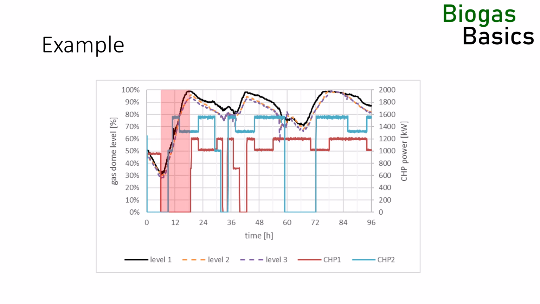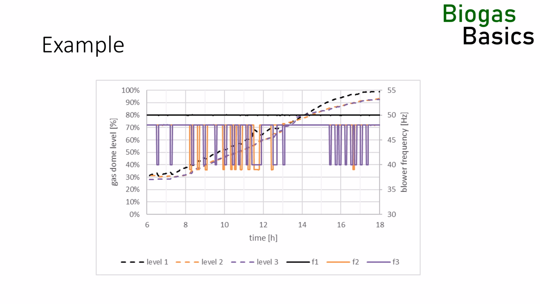Now let's focus on the 12-hour window between 6 and 18 hours. The gas domes inflate in this period. This figure shows the gas dome levels again, but on the right ordinate are the frequencies for the blowers of all gas domes. Instead of controlling the pressure in the main gas store to a constant value, the speed is controlled to a fixed value, and the pressure is controlled by the pressure control flap.